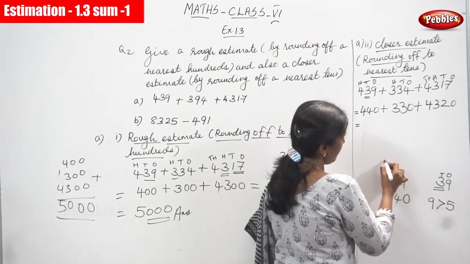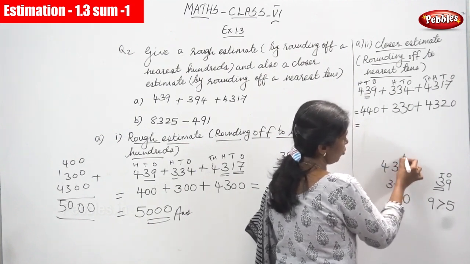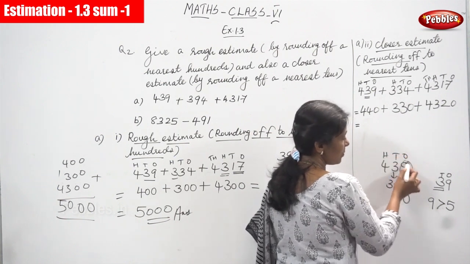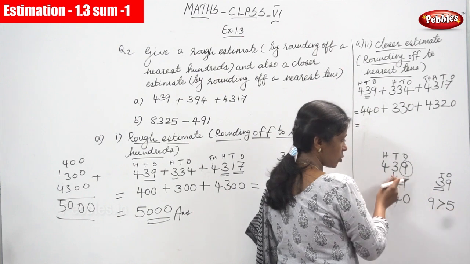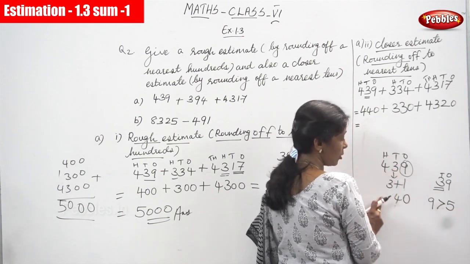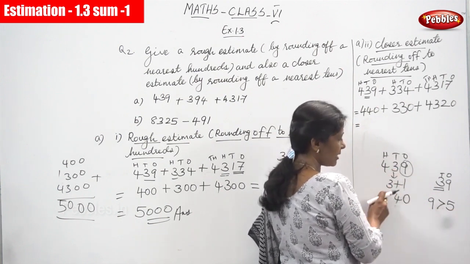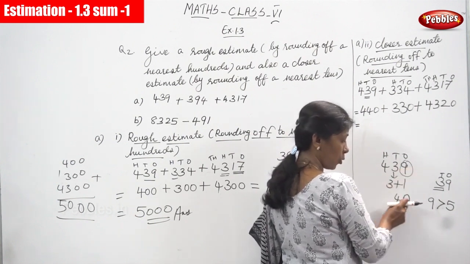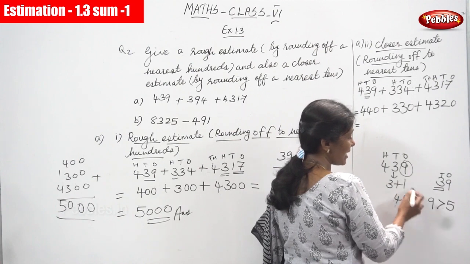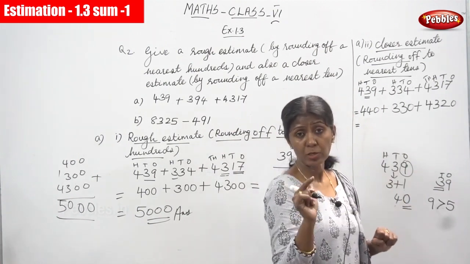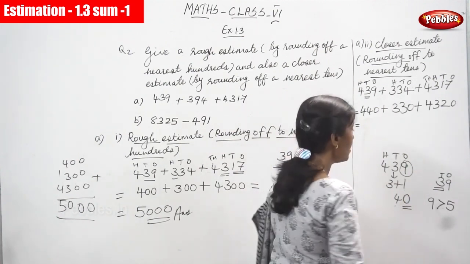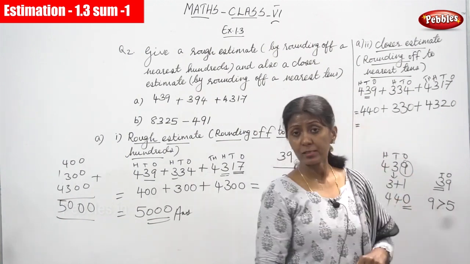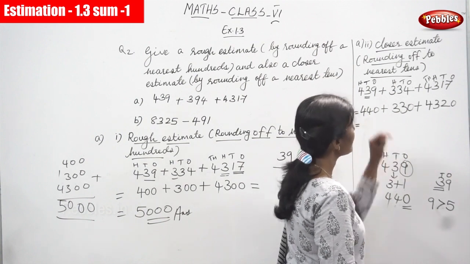So that is the number 439: because the ones place value is more than 5, you add 1 with the tens place value. What is the number in the tens place? 3. 3 plus 1 becomes 4, and in the ones place value you put 0, because nearest 10 means the last digit becomes 0. That means the ones digit becomes 0. Then you write the hundreds place value, that is 440. That is the answer, 440. You got the right answer. Second is what?